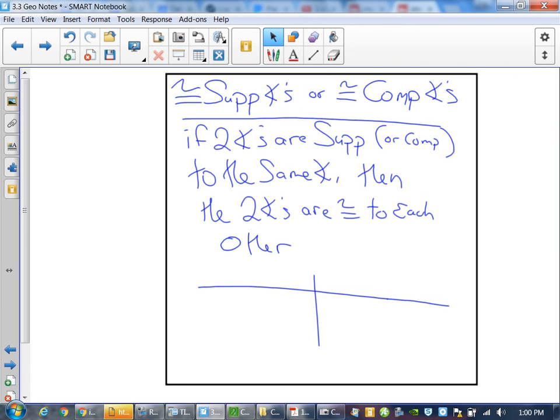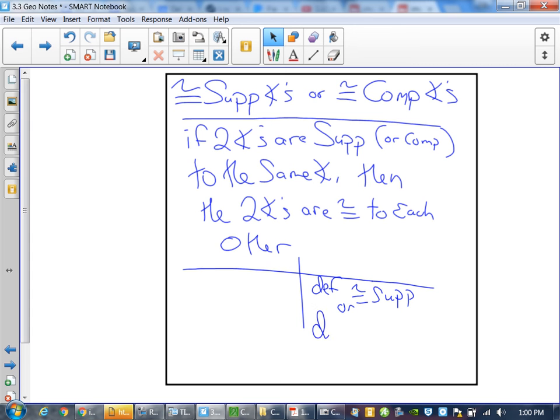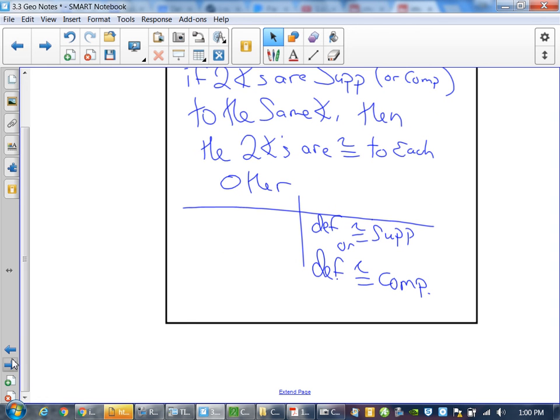So what will happen here is that it might not be given that you've got congruent supplements, but it's a nice trick to use if you can show that angles are supplementary to the same angle. It's not a given portion, but sometimes you'll be able to use this as the definition of congruent supplements or the definition of congruent complements. And the example of the proof that we have here is going to be an example of how to use congruent supplements.